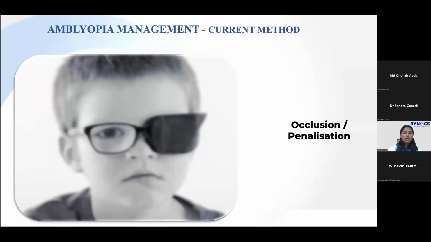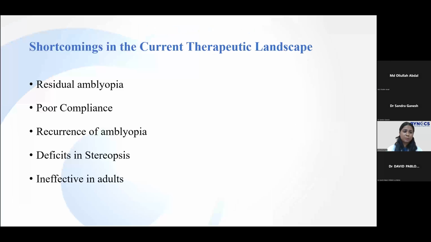We all know that the first mode of treatment we always give is occlusion therapy, patching. But this treatment also has a few shortcomings. That is, amblyopia is not always completely treated. There will always be 1 or 2 lines of residual amblyopia. Along with that, there is poor compliance, where the child does not like to wear the patch and move around. So you don't see a lot of compliance to this therapy.